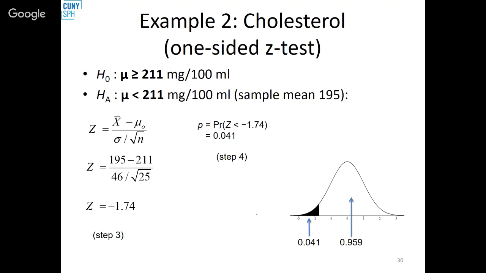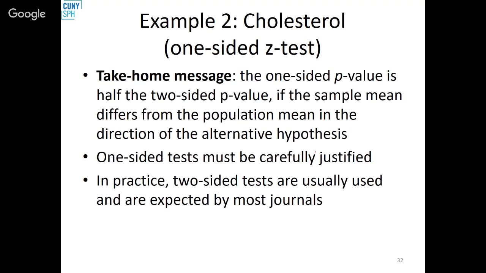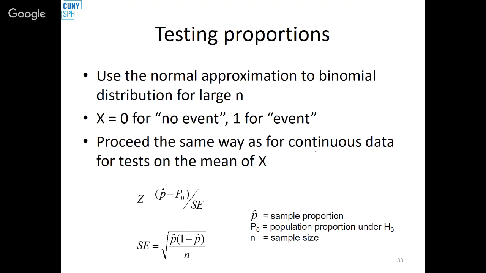I'm running over time, so I think I'm going to skip over example 2. This is kind of a silly example anyways, because we would never do a one-sided test in this scenario. But I am going to tell you about testing proportions for large sample sizes.